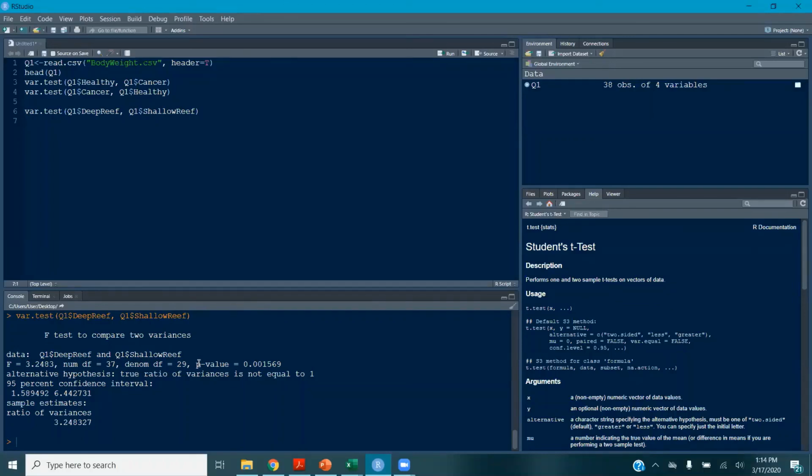In this problem, the p-value is 0.001569, which is less than our alpha of 0.05, telling us to reject the null hypothesis. So we would conclude that the variances in this problem are not equal.